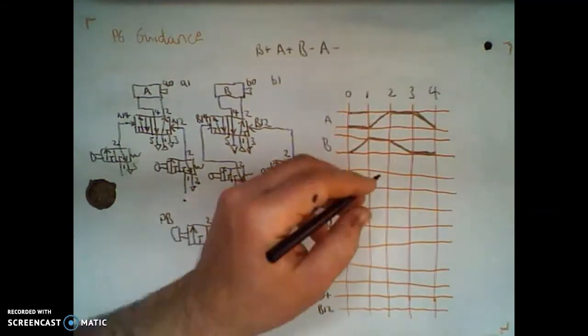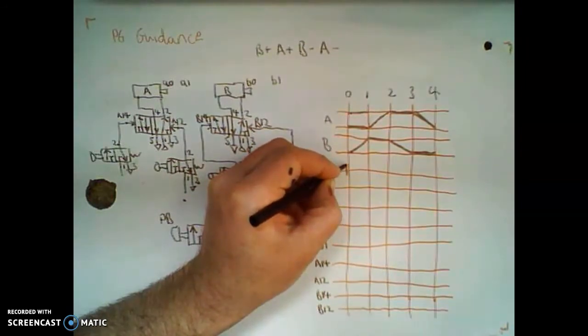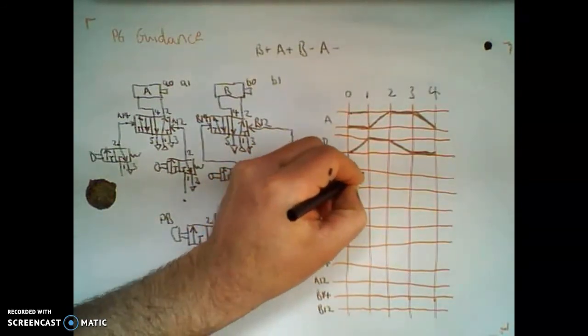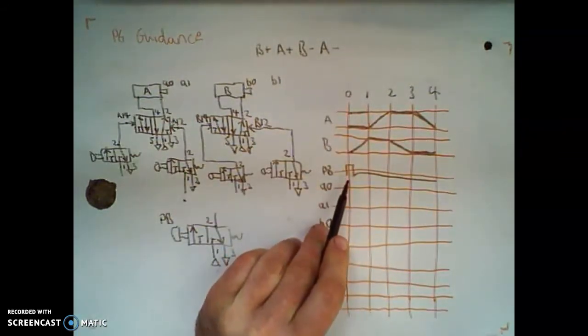So we now draw what the push button does. The push button is going to start low, and whenever someone presses it, it'll go high. When you lift your finger off it, it'll go low again. So that's what the push button looks like.